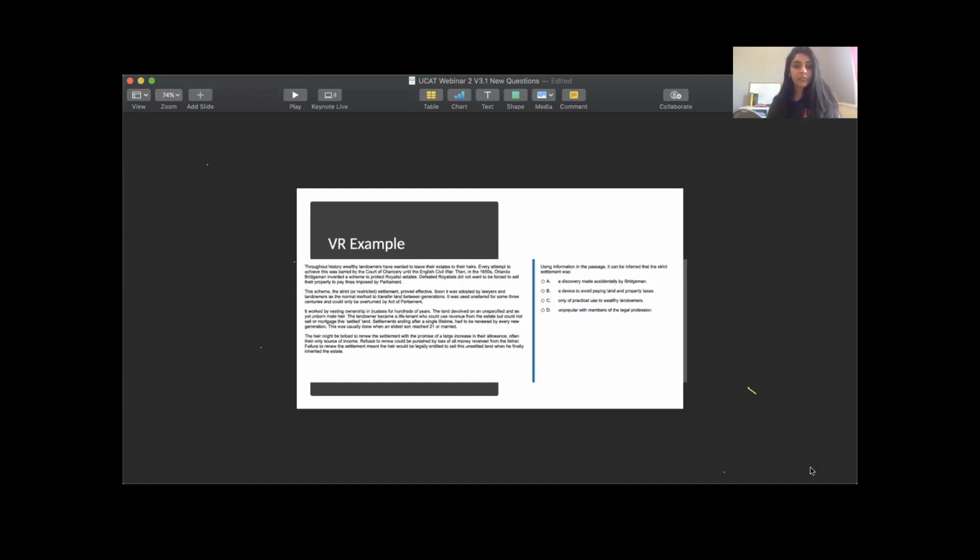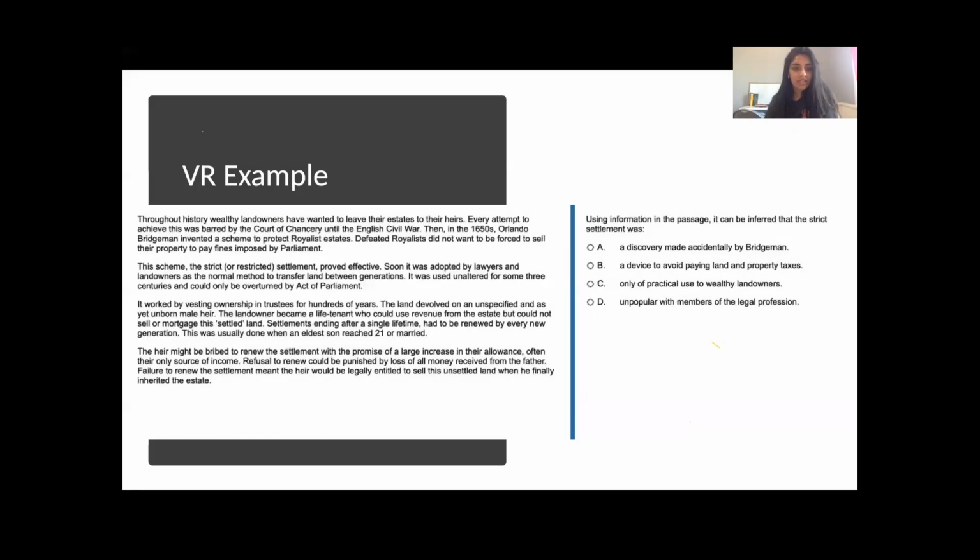So here is an example of one of the verbal reasoning questions. I don't think you guys can see that because I can't see it, but essentially it asks you to use the information from the passage. It says, using the information from the passage, it can be inferred that the strict settlement was. The best way to go about these is the key topic in this question is the strict settlement. So what you should do is go to the passage and look through where you can find the word strict settlement.